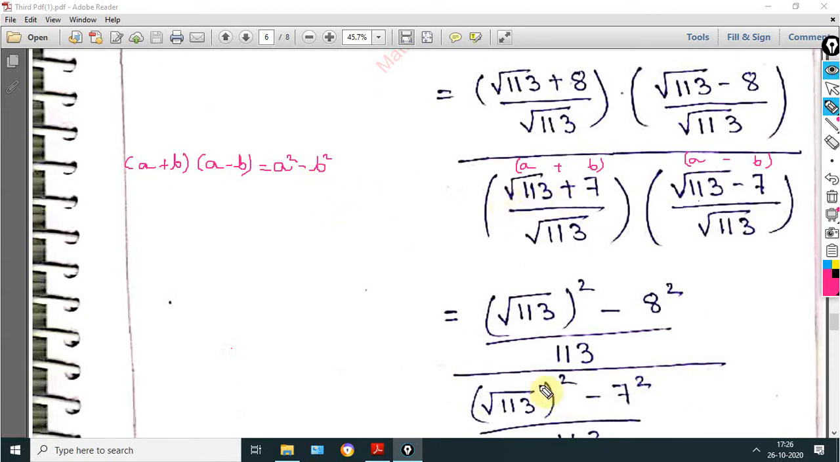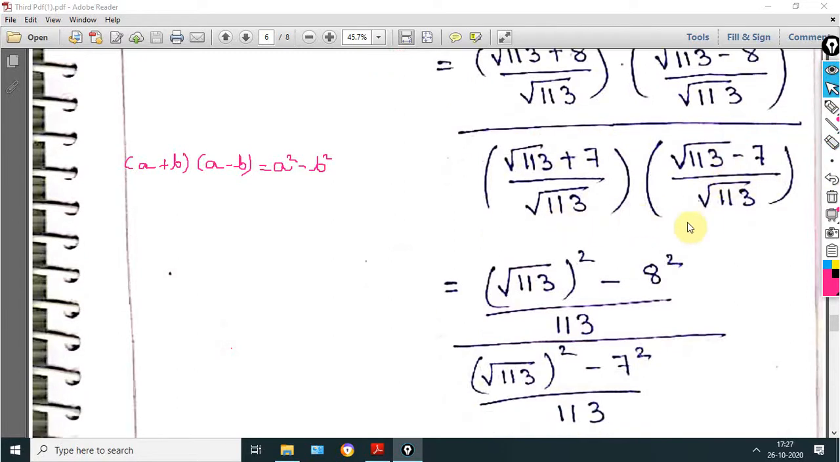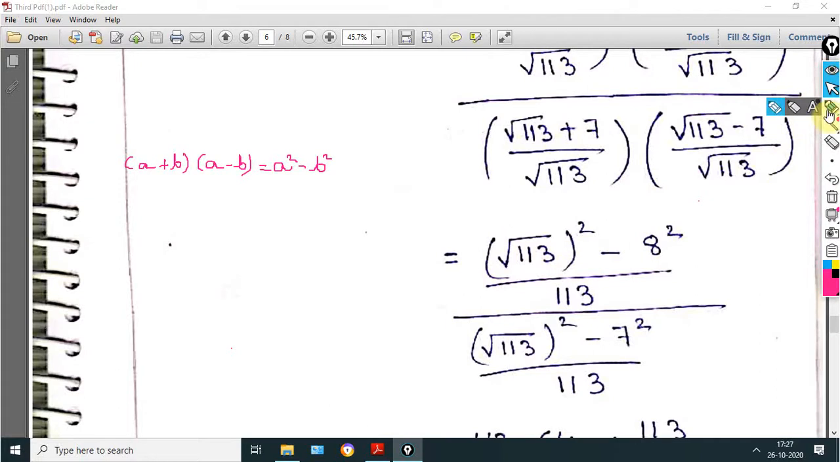So what are we doing? Under root 113 square minus, what is b? 7. 7 square. We are writing. Next, see what in next. What will we do here? This is under root 113 into 113. Now what I said? They will be multiplied and what will we get? Under root 113 square. So this 113 into 113, how much? We get under root 113 whole square. This square and this under root get cancelled and we will get 113. So here we are writing 113. Okay. Next.